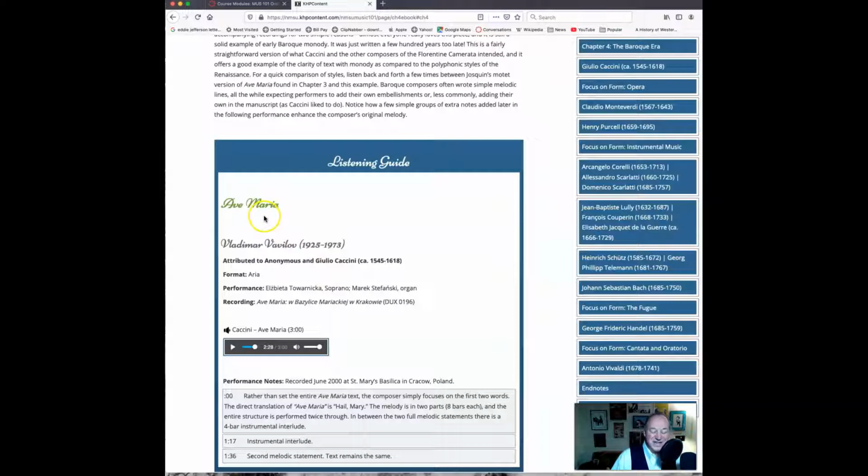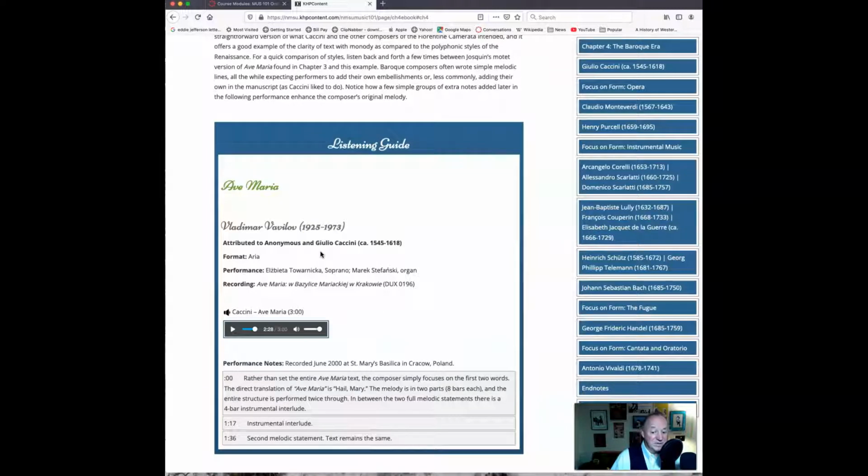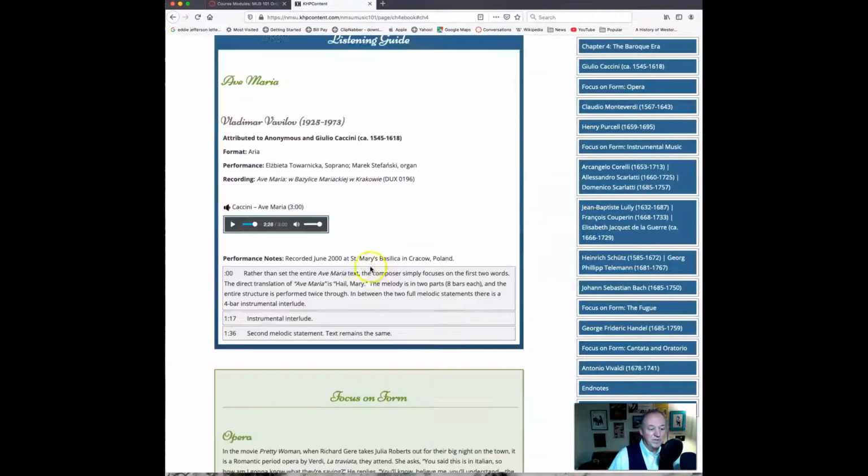So here's his setting of Ave Maria we were talking about last time. The different composers are going to set Ave Maria different ways. He just uses the two words Ave Maria. It is a lovely, lovely little piece of music. It is a little too modern, in truth, for the Baroque period, especially the way some people sing it. But it's a perfect example of monody. You can see it still says Caccini on the recording, which is kind of funny, but it was actually this Russian dude. But it's monody, and that's the whole point.